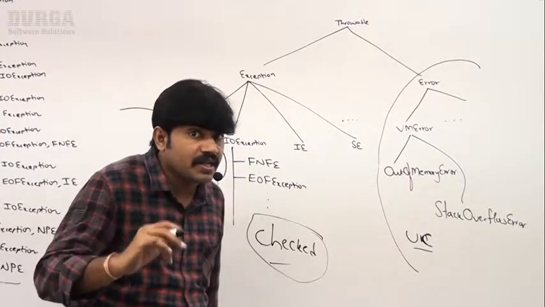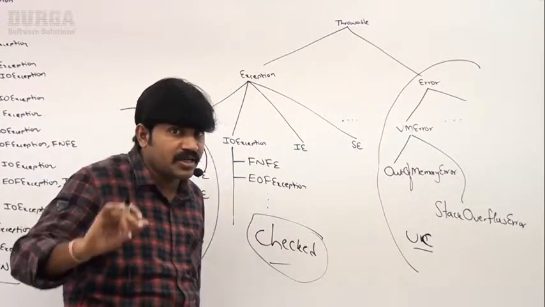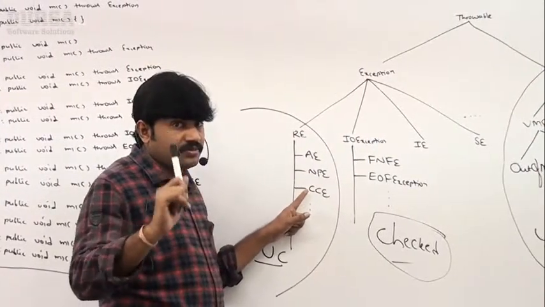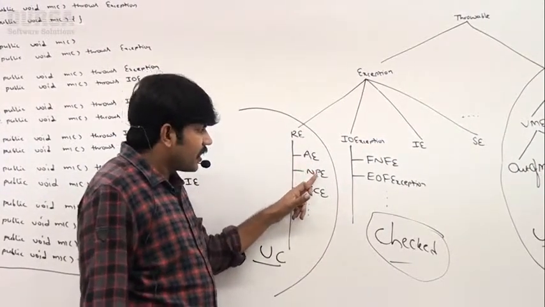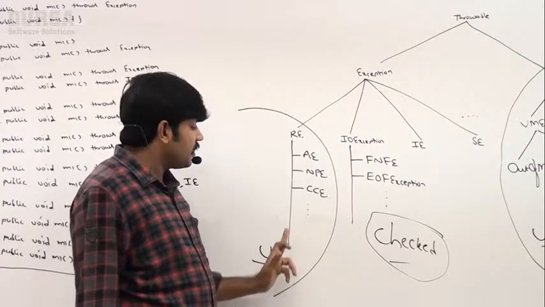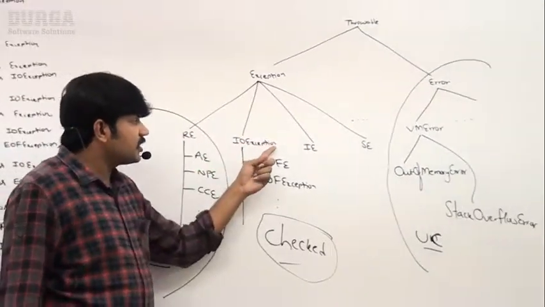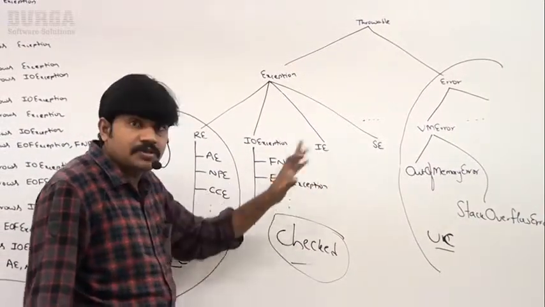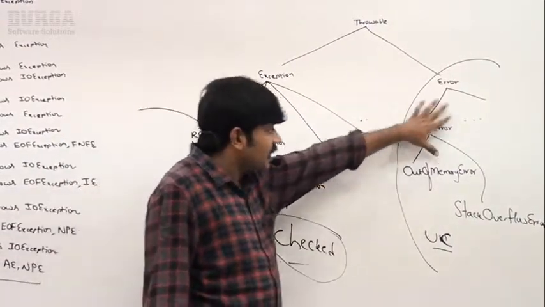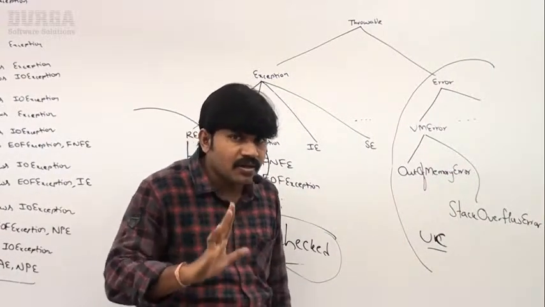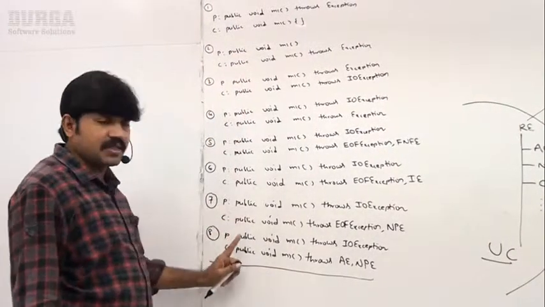Sir, if you are aware of this point, then there will be nothing difficult in our overriding rule. But which are parent classes and which are child classes, compulsorily this division must be known. Arithmetic, null pointer, class cast exception are child classes of runtime exception, unchecked. But IO exception and its child classes are checked only. Interrupted exception is checked only. Error part is unchecked only. If you know this, you can answer these things very easily.